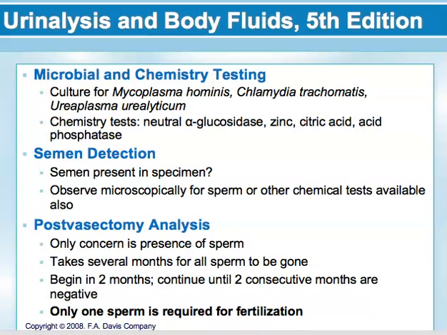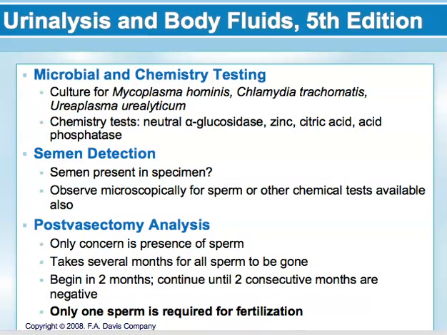Okay, microbial testing. When white cells are present, they can be an indication of an infection. So sometimes cultures are requested for detection of chlamydia trachomatis, mycoplasma hominis, ureaplasma ureolyticum. Chemistry testing, just be aware that there is chemistry testing available to detect enzymes and other elements in the semen, which can indicate reasons for infertility or other problems.